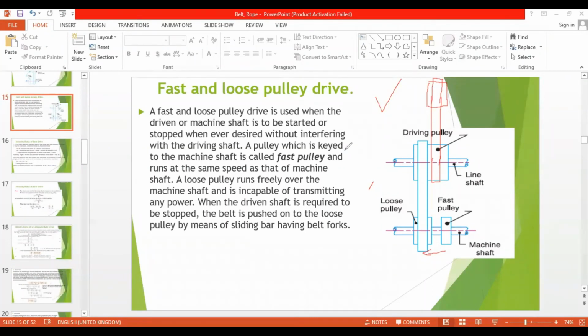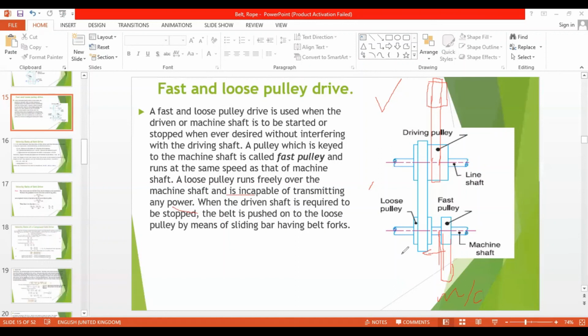The pulley which is keyed to the machine shaft is called fast pulley, right? So a pulley which is keyed to the machine shaft. So this is the fast pulley, which may be attached to some machine which is running or working, right? Now the production is over and I need to stop this machine. All right. A loose pulley runs freely over the machine shaft and is incapable of transmitting any power, right? Incapable of transmitting any power.